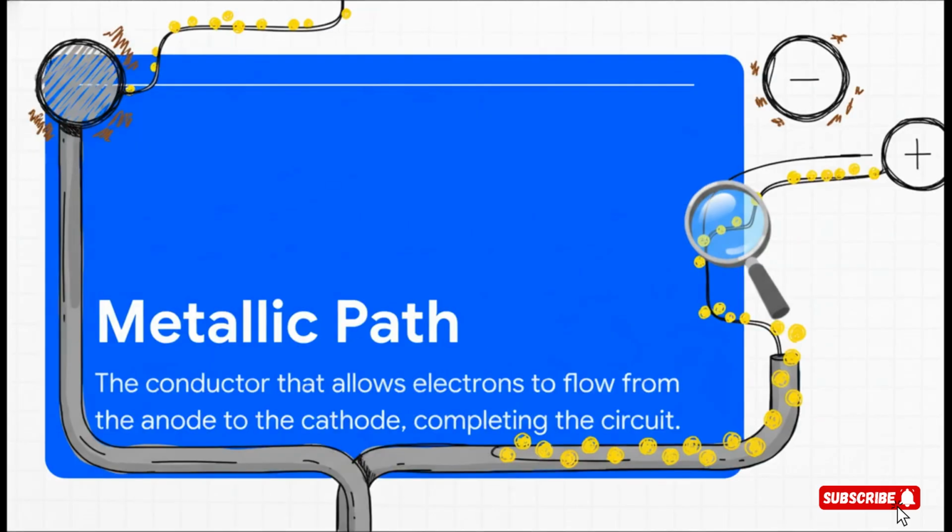And the final piece of our puzzle is the metallic path. This is the physical connection, the wire that lets the electrons actually get from the anode to the cathode. Now, it could be a literal wire, but more often than not, it's the metal structure itself. You know, the body of a car, the girder of a bridge, or the wall of a pipeline. So once you have all 4 of these things in place, anode, cathode, electrolyte, and metallic path, you've got yourself a complete, current-flowing, metal-eating circuit.